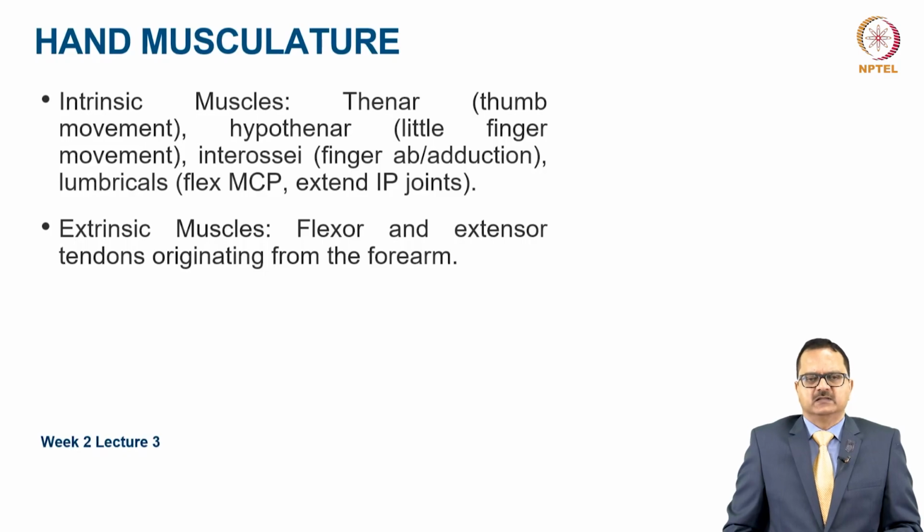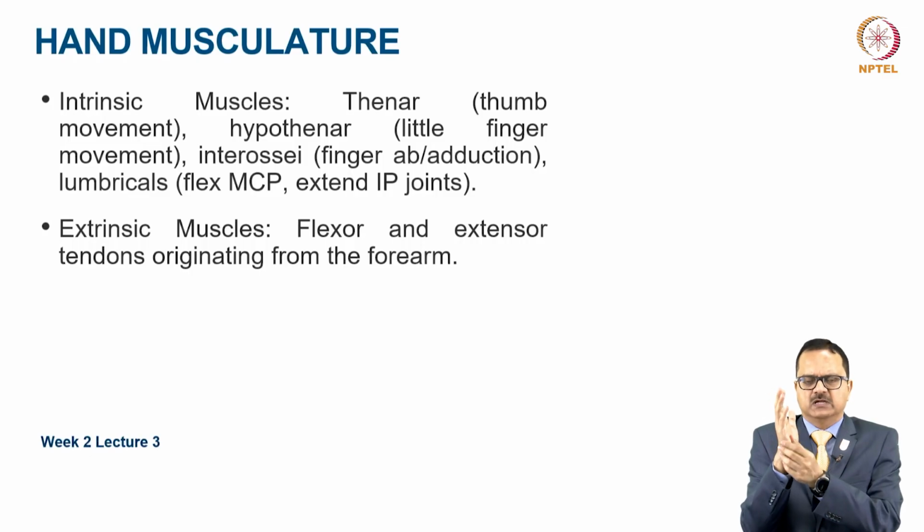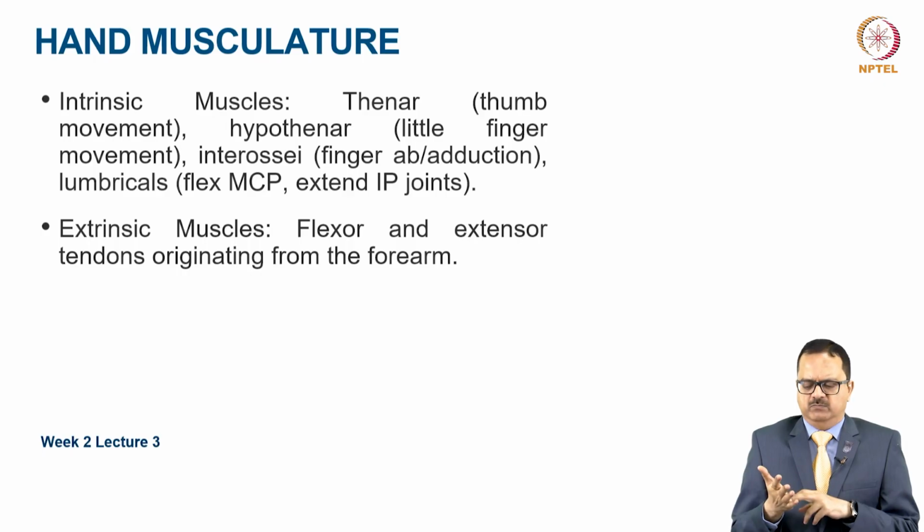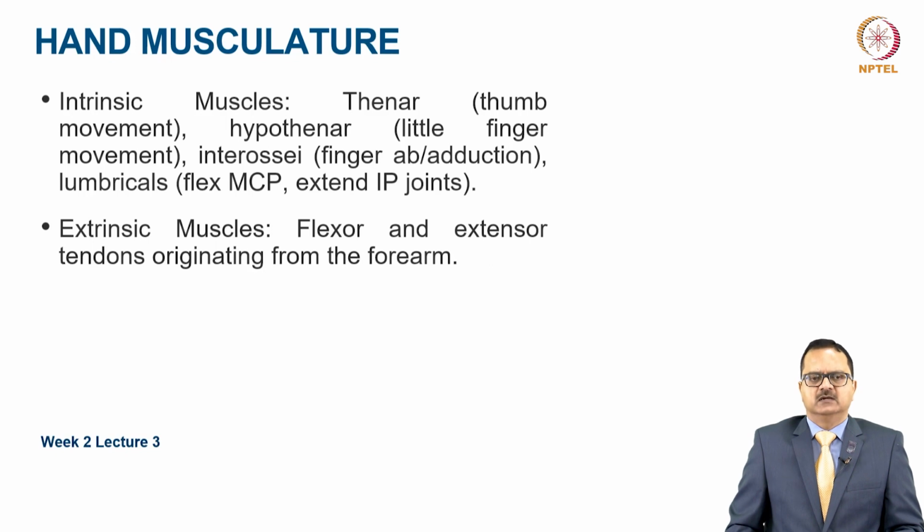Hand musculature. There are intrinsic muscles of the hand such as the thenar muscles and the hypothenar muscles. The thenar muscles help in movement of the thumb and the hypothenar muscles help in movement of the little finger. There are muscles between the metacarpals, called interossei and lumbricals. The interossei help in finger abduction and adduction, and the lumbricals flex the metacarpophalangeal joint and extend the interphalangeal joint. There are extrinsic muscles such as the flexor and extensor tendons which originate from the forearm.